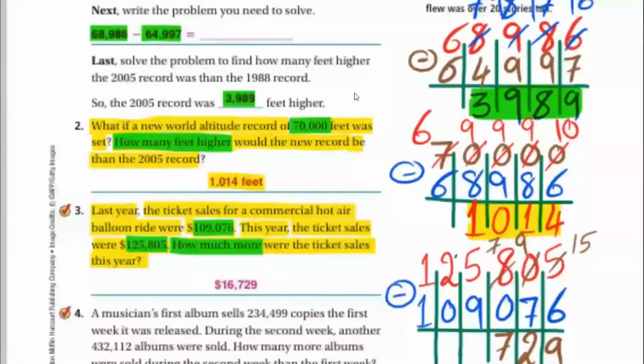is smaller than 9, so borrow 1 from 2, it will be 1, and 5 becomes 15. 15 minus 9 equals 6, and 1 minus 0 equals 1. And of course 1 minus 1 equals 0, and cancel it out because 0 on the left has no meaning. Let's erase it, and our answer will be 16,729, like that.